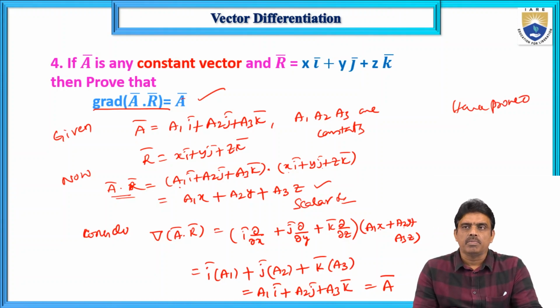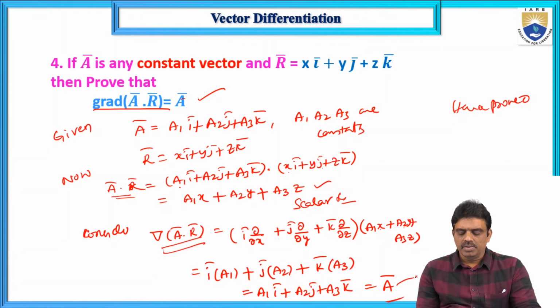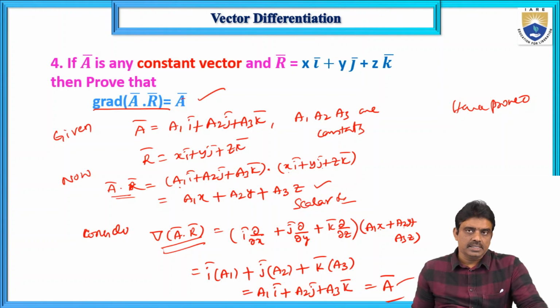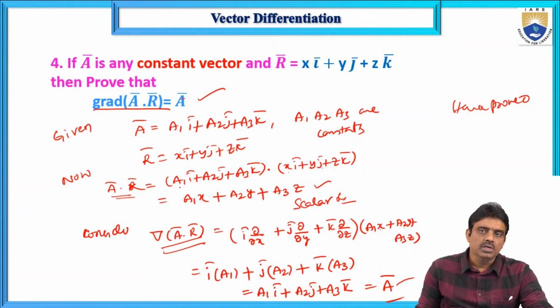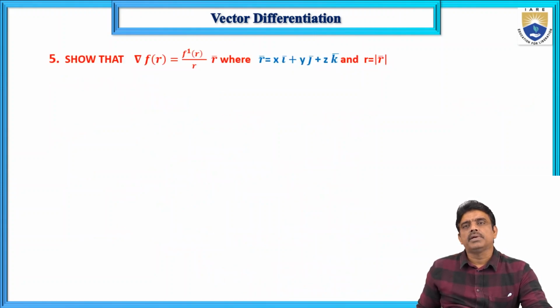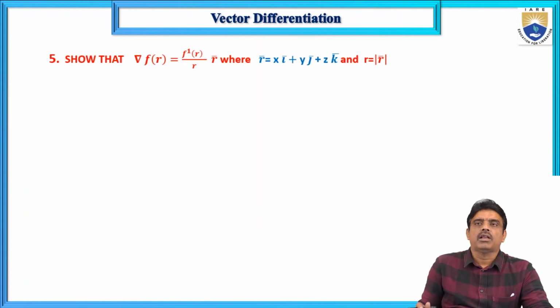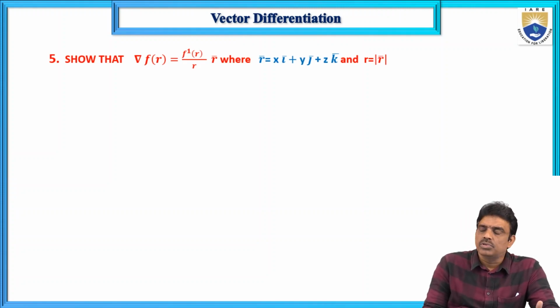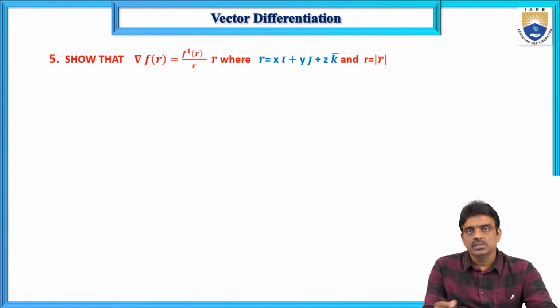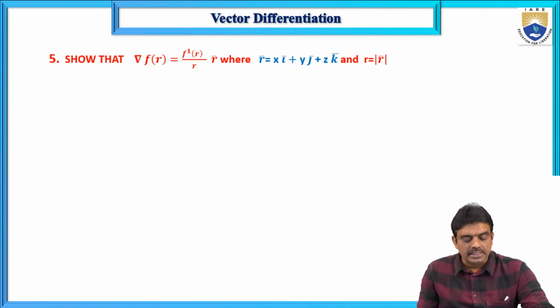Grad (a bar dot r bar) is equal to a bar, where a bar is the vector a1 i bar plus a2 j bar plus a3 k bar, where a1, a2, a3 are constants. So in this way you can prove several theorems on the gradient. Very simple. And also you can see one more theorem here. It will be the last theorem on gradient. Then I will go to the divergence of a vector point function. So this also can be proved in the same way.